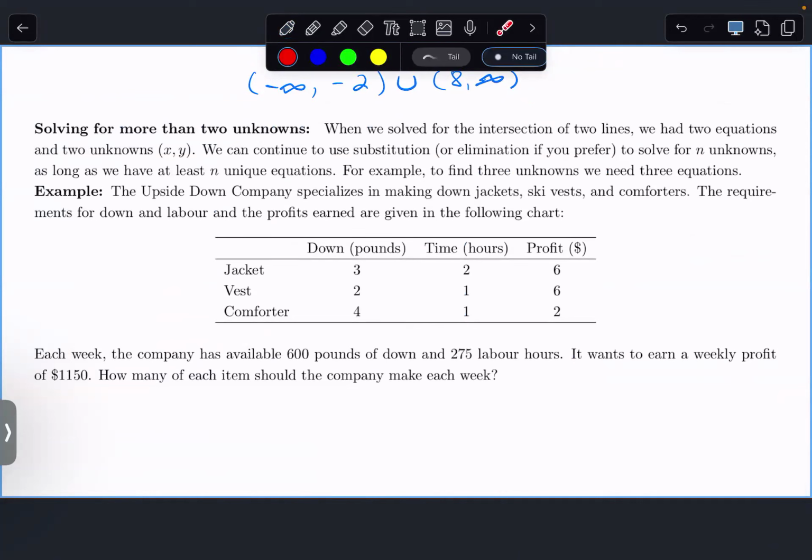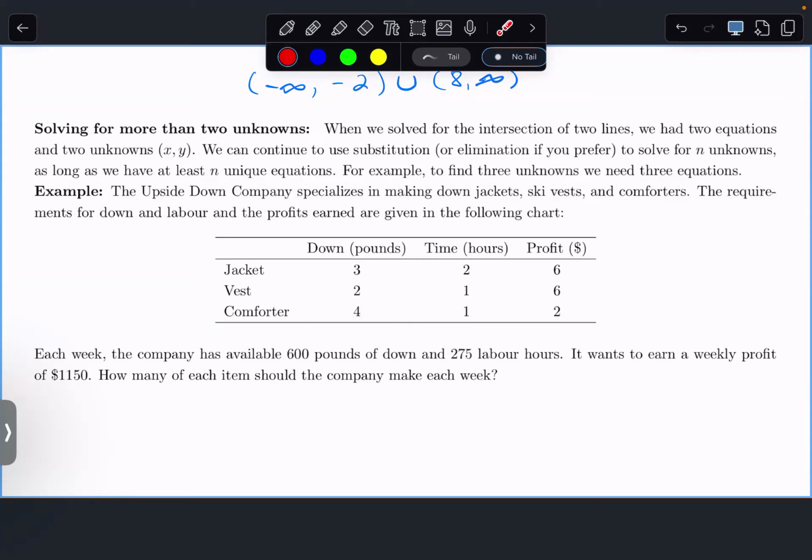What we talked about last week was if I want to find the intersection of two lines, right, y equals mx plus b and y equals nx plus c, maybe, then my go-to move is I like to substitute one into the other, solve for one of the variables, and then plug that back in. Okay. And so now we can use that same method for more than two unknowns.